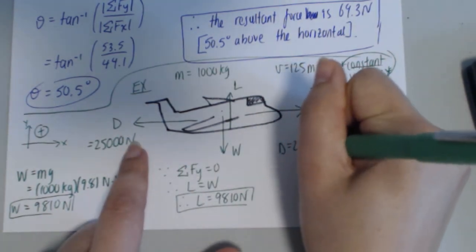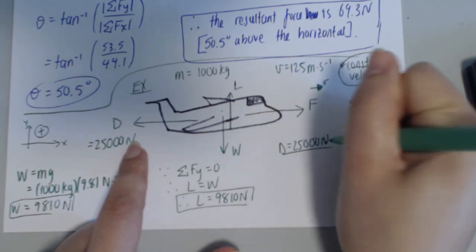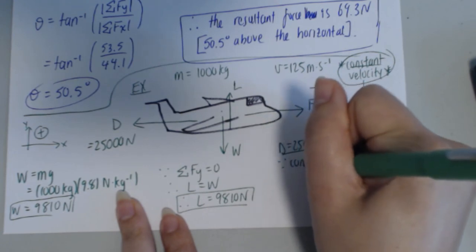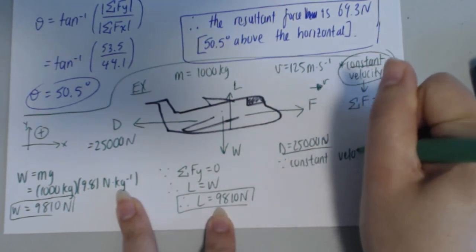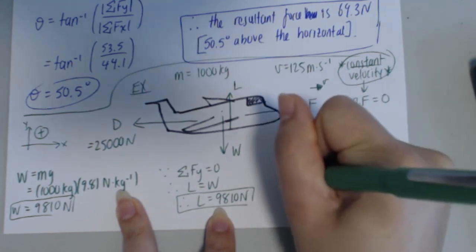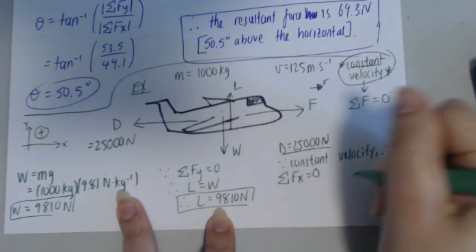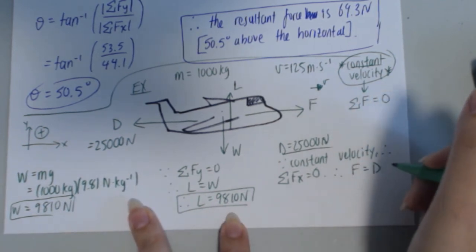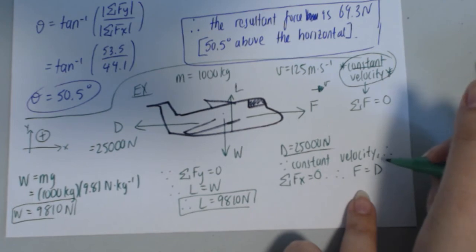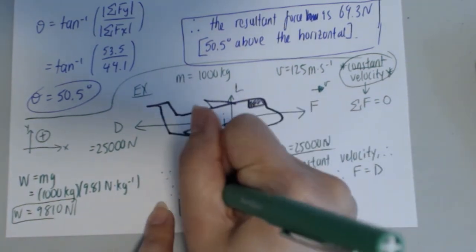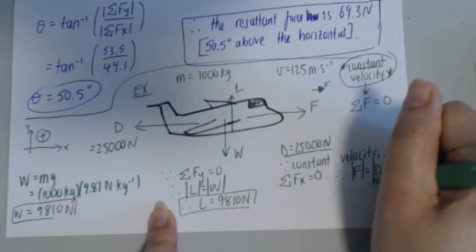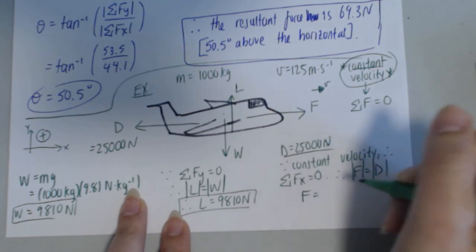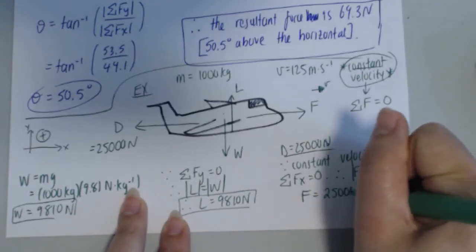D, we already know it's 25,000 newtons. So now we just have to find F. Since it's traveling at constant velocity, therefore the sum of the forces in the x direction is 0. Therefore, we have F equals D. And notice that's the magnitude, okay? That's not the actual force itself. So if you want to get really specific, we can say it's the magnitude of the force, but don't be thrown off by that. So F is going to be 25,000 newtons.